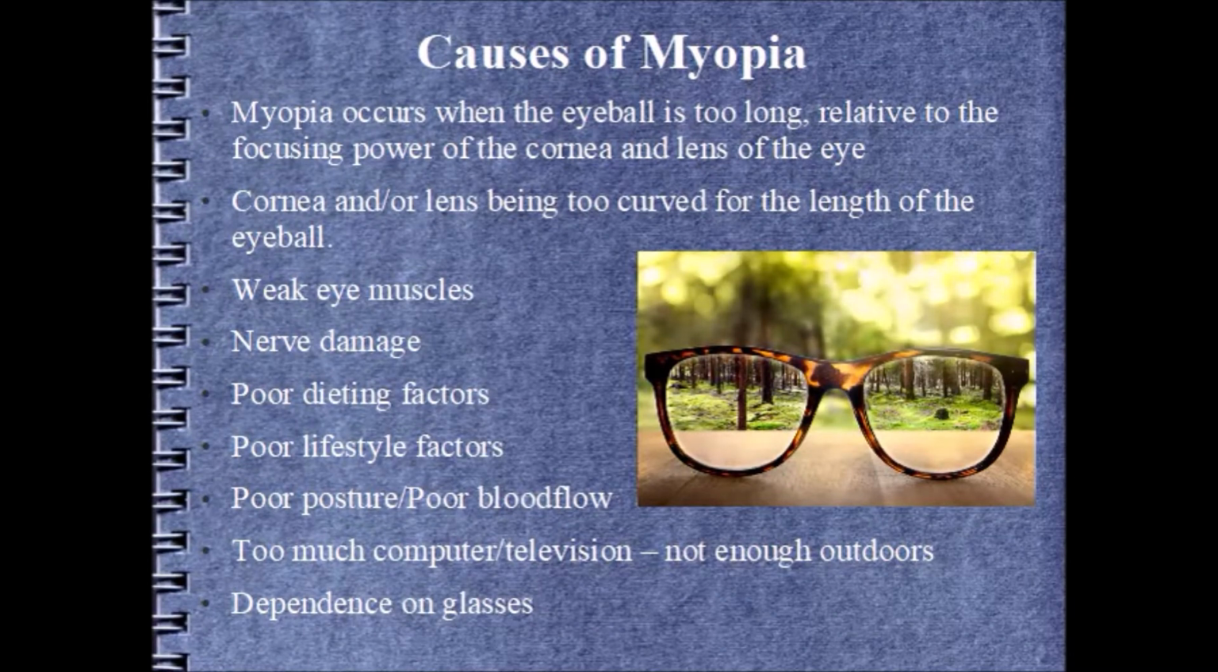Poor dieting factors, poor lifestyle factors, poor posture and poor blood flow, too much computer and television, not enough outdoors, and dependence on glasses. Once again, when you're dependent on glasses and you go out and do strenuous activity, you're actually strengthening those bad pathways and becoming even more dependent on glasses. Whereas if you take the glasses off while doing activity, you're building new good pathways that could help you with the self-sustaining aspect of vision correction.